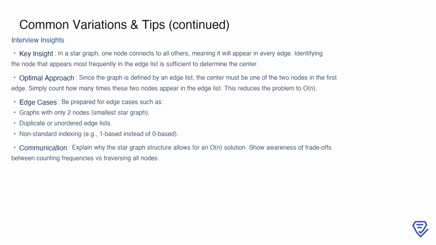By counting how many times these 2 nodes appear across the edge list, you can pinpoint the center node in O(n) time. Be prepared to handle edge cases, such as graphs with only 2 nodes, which represent the smallest possible star graph. You might also encounter edge lists with duplicate or unordered entries, or even non-standard indexing, like 1-based indices. When explaining your solution, it's important to highlight why the star graph structure allows for this efficient O(n) approach, and demonstrate an understanding of trade-offs, such as the decision to count frequencies versus traversing all nodes.